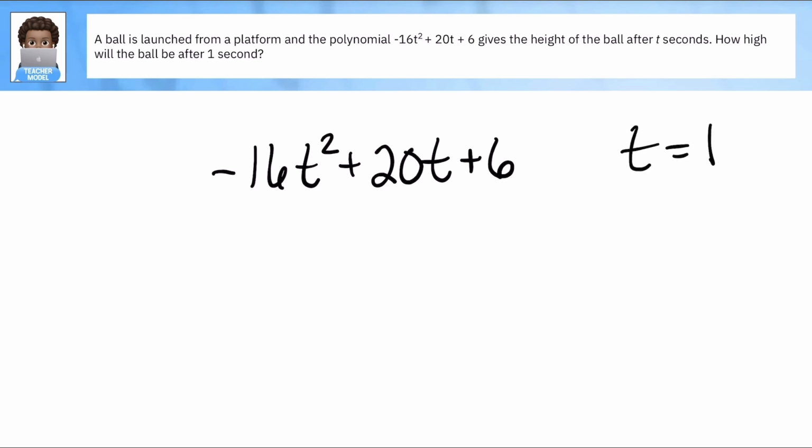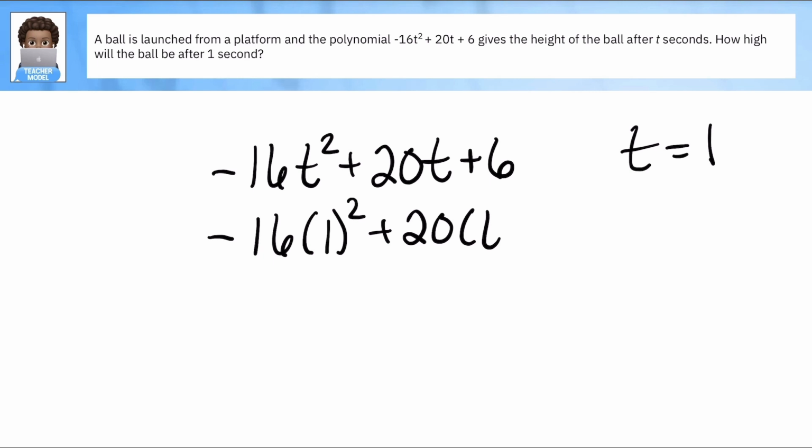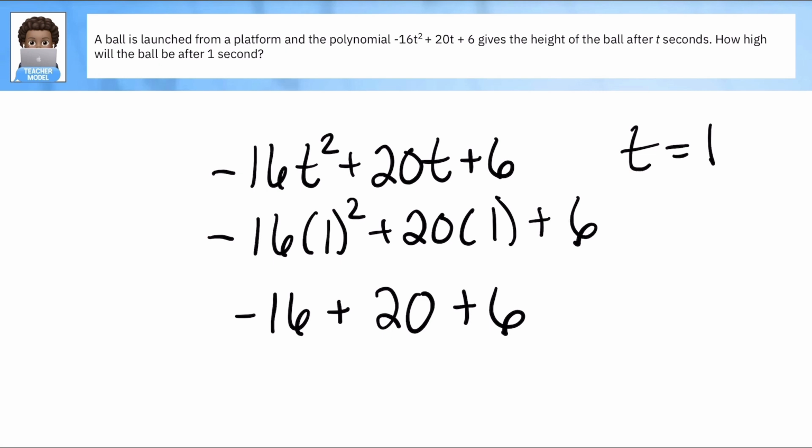So I'm just going to substitute again. So negative 16 times 1 squared plus 20 times 1 plus 6. All right, order of operations, there's no parentheses. Let's deal with the exponent. So negative 16 times 1, which is just going to be negative 16. So that one's easy. Plus 20 plus 6.